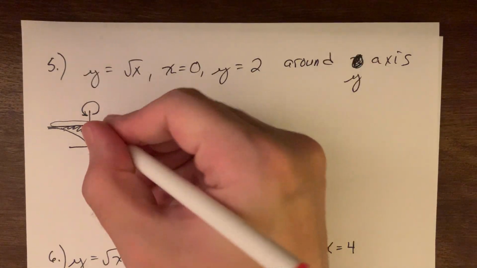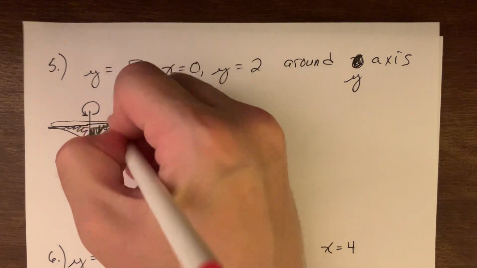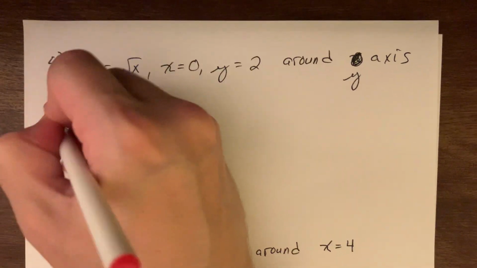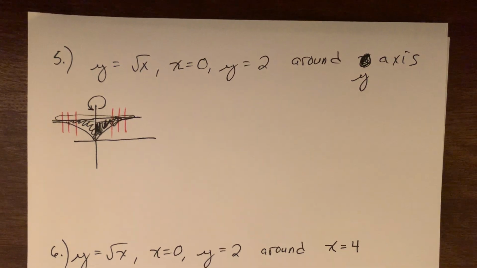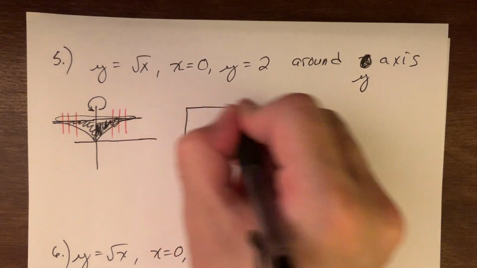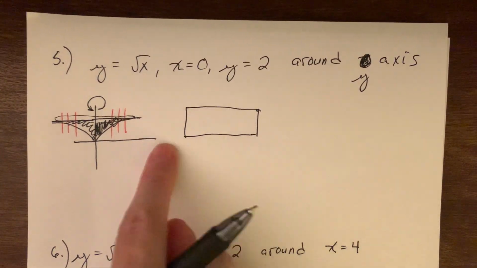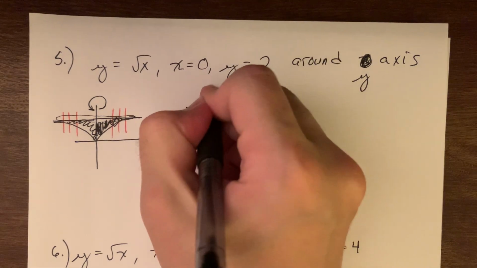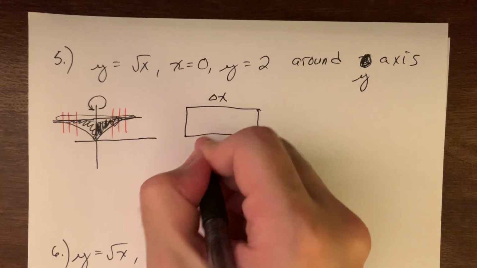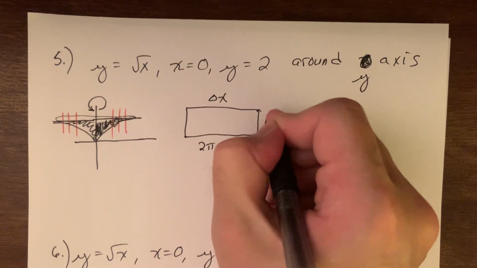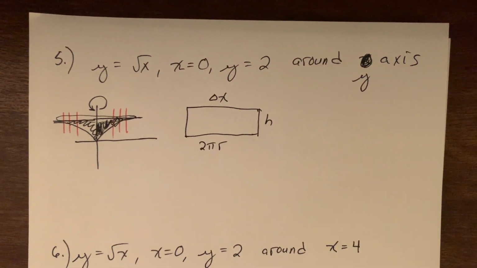Peeling, same direction as my axis: peel, peel, peel, which leads to these three pieces also peeling off. Back to our more traditional, so to speak, peel with the base in this direction. Delta x for the thickness, 2 pi r for the base, h for the height.